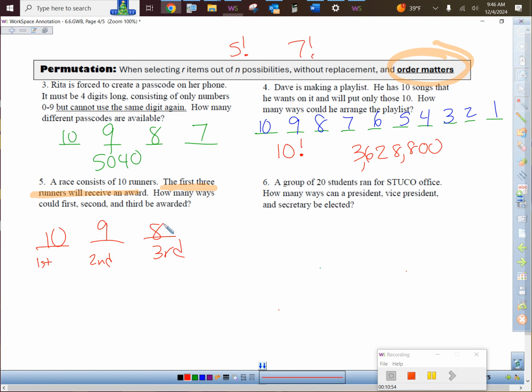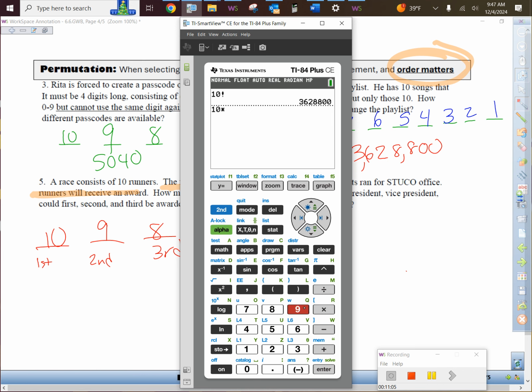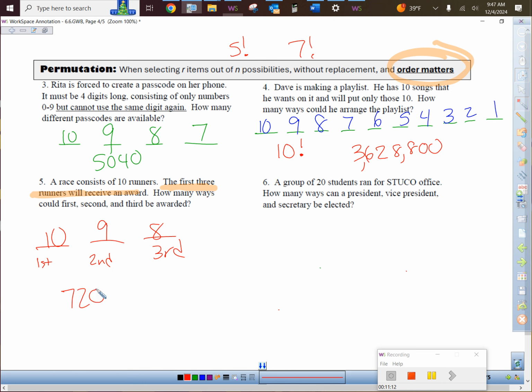Timeout. Is this a factorial situation? Can I use the exclamation point? No, because it doesn't go all the way down to 1, right? So we can just multiply it out. It is 10 times 9 times 8. And that's 720 different ways that race could finish.